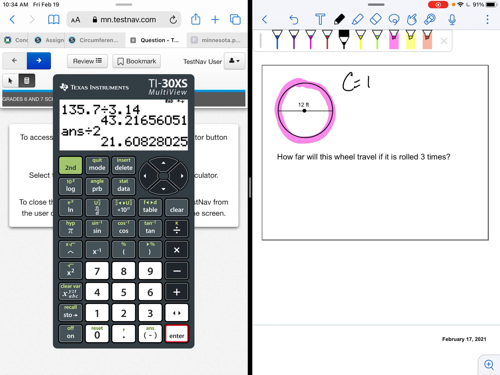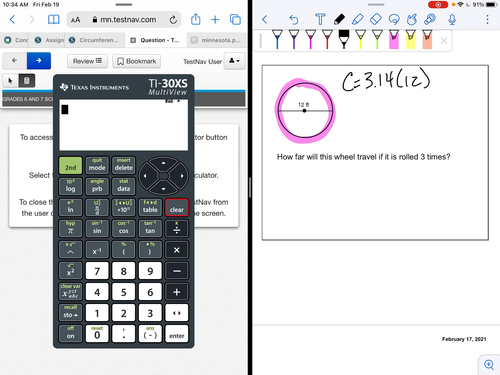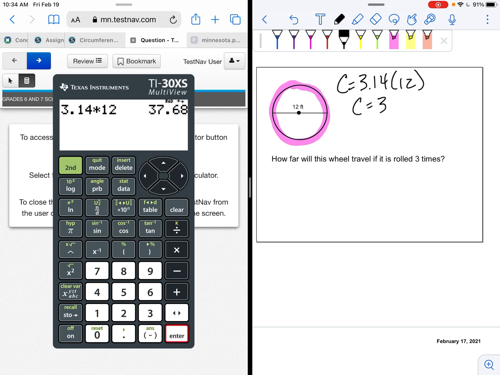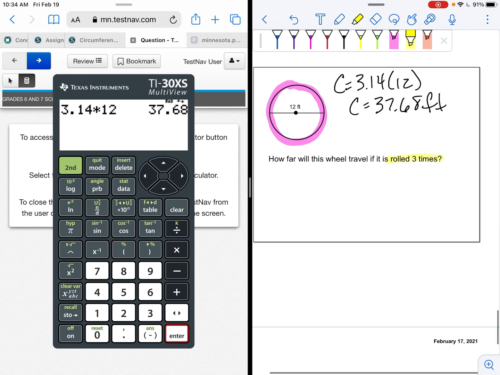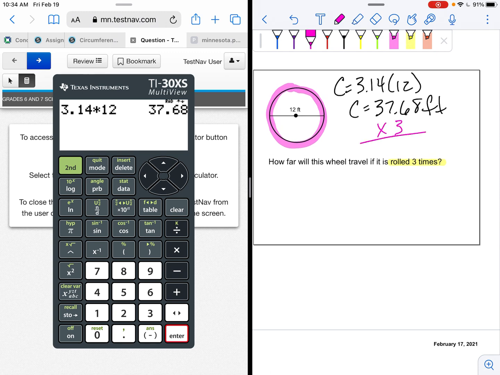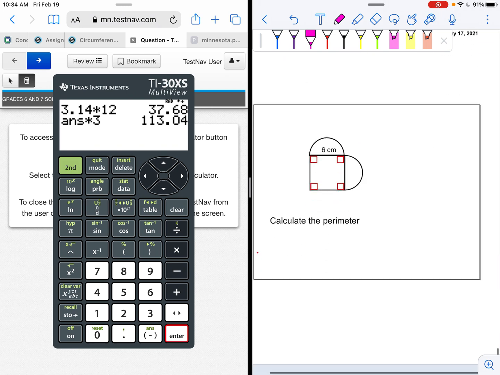So my circumference is going to be 3.14 times 12. So my calculator, 3.14 times 12. It's going to roll 37.68 feet. However, it asked for 3 times. So now I just need to make sure to follow through with the rest of the directions and just multiply by 3, so times 3. So it's actually going to roll 113.04 feet.